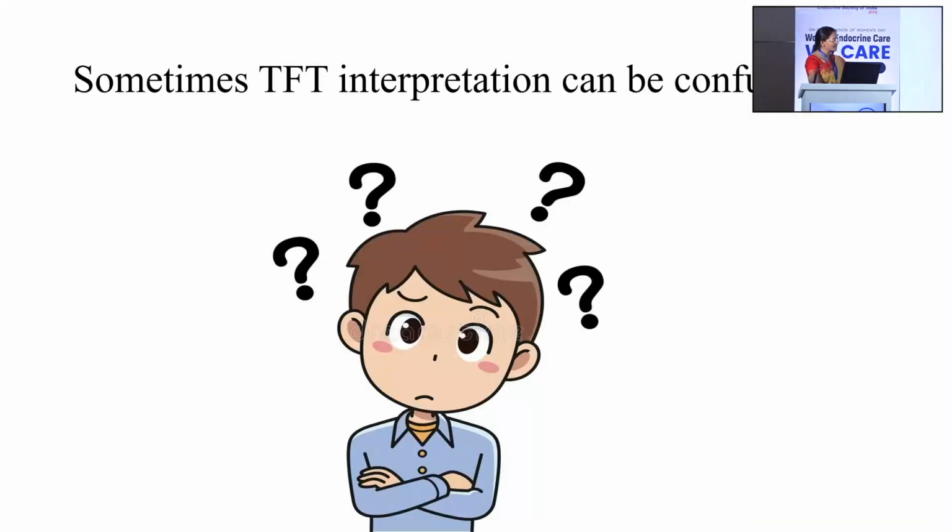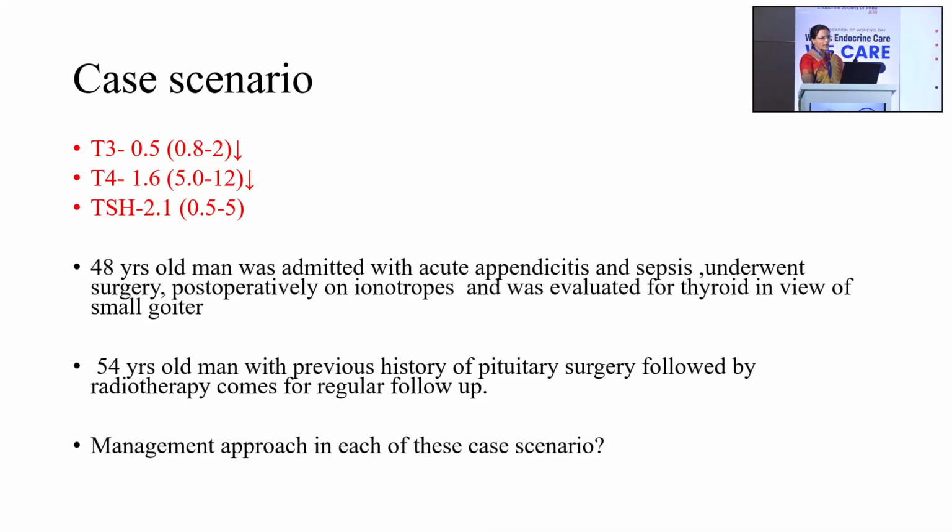The problem is that sometimes it can be confusing and challenging to make the right decision for our patient. So I would like to speak about some case scenarios so that you can understand better. Look at the thyroid functions in this case: T3 is low and T4 is low, but TSH is normal. What we have seen is that when T3 and T4 are low, TSH is elevated, that is hypothyroidism. But here TSH is normal.